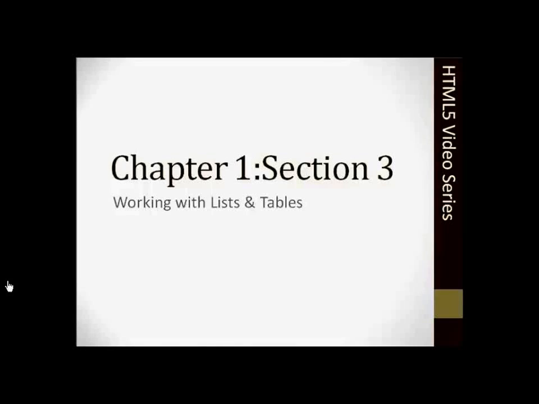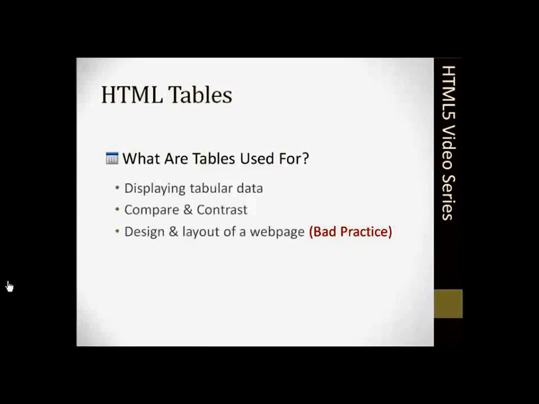Section 3, we're going to be talking about lists and tables. So what are HTML tables? Tables are very similar to an Excel or other spreadsheet type of document. Tables are a great way to organize data into a tabular form. Tables help you see and process a great deal of information in a summary that's readable and efficient. Tables are also a great method to compare and contrast different types of data.